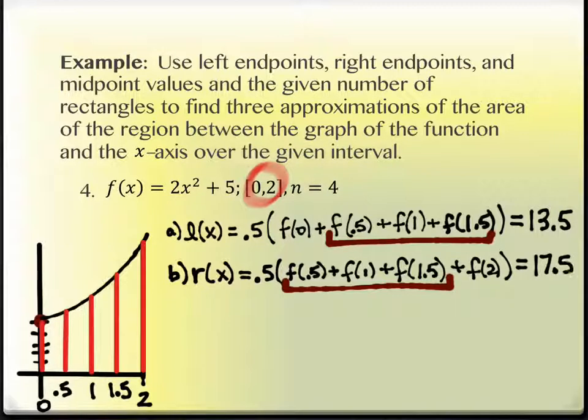Now, that's great for the left endpoints, right endpoints, but it doesn't work so pretty for the midpoints. So let's go through the process for the midpoints. M of X is still 0.5, right? And I still need 4 X values, but the X values I need are not currently marked on my graph. So let's talk about what they should be. The first one's 0.25, so I'm going to have F of 0.25. And the next one, halfway between 0.5 and 1, would be 0.75.